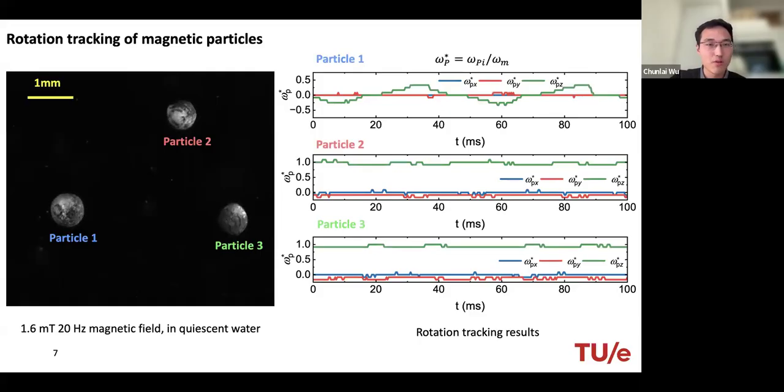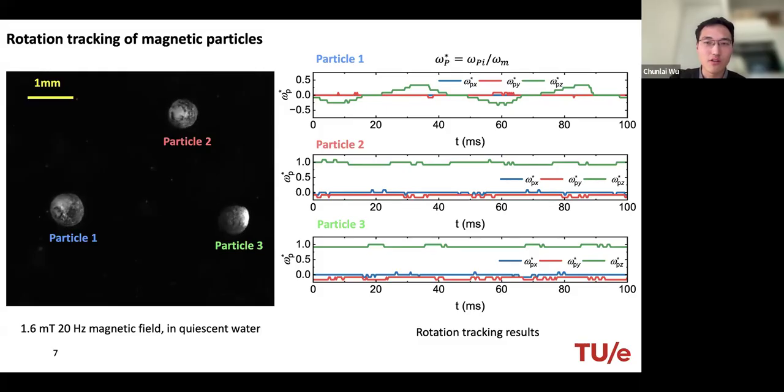So we just simply put some particles in still water. There's no turbulence at all. And then we turn on the rotating magnetic field, which is 1.6 millitesla, 20 hertz. We can see some particles are rotating, and some particles are just oscillating due to slightly larger local friction. But that's not the point here. So I put the tracking results on the right.